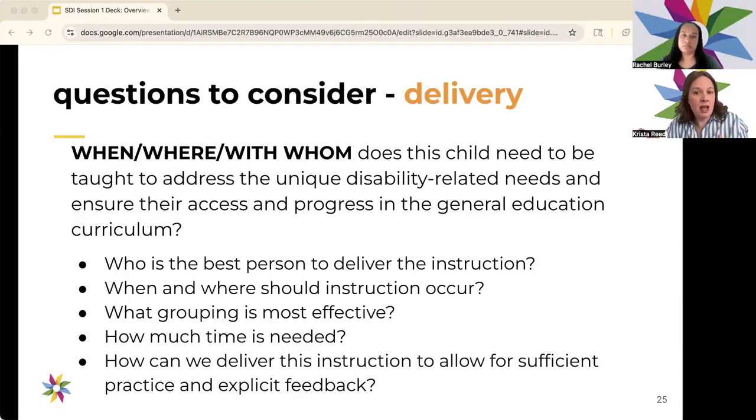Does that mean that the instruction the reading specialist is providing is not SDI? Of course not. That is exactly what that student needs, and it is the SDI for him. It's not as if the special ed teacher needs to go and reinvent the wheel and do the exact same lesson for it to count as SDI. The reading specialist can deliver that.